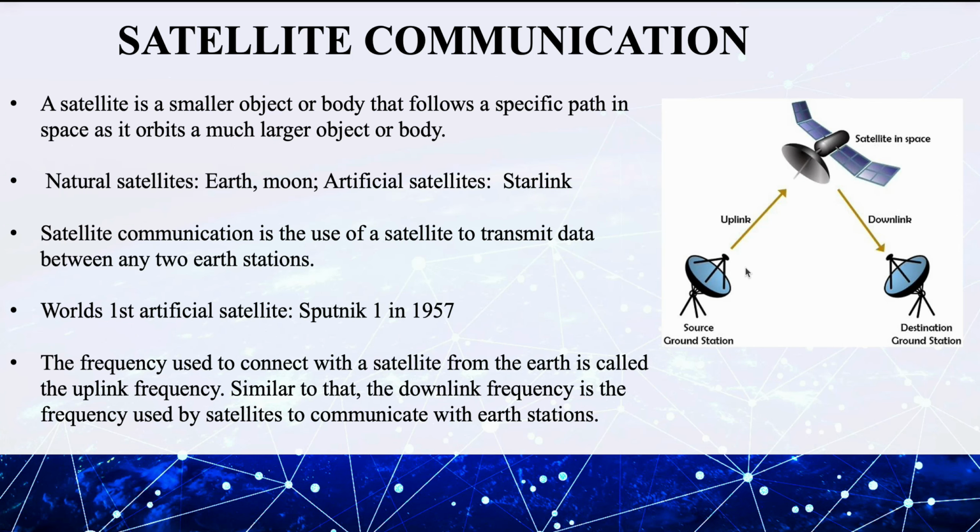Now let's understand the topic of satellite communication. Firstly, let's understand what a satellite is. A satellite is a smaller object that revolves around a much larger object. Simply stated, it revolves around the Earth, and it can also be the sun or moon. Satellites revolve around the Earth and moon, and Starlink is an artificial satellite. Sputnik is an artificial satellite. HughesNet is an artificial satellite. These are all artificial satellites which are sent into space.